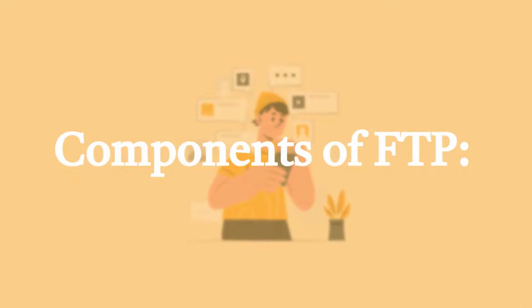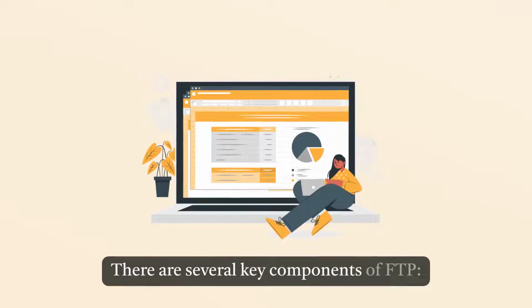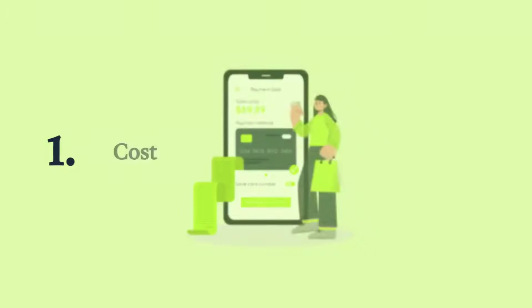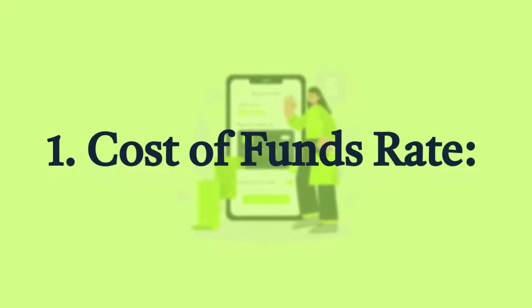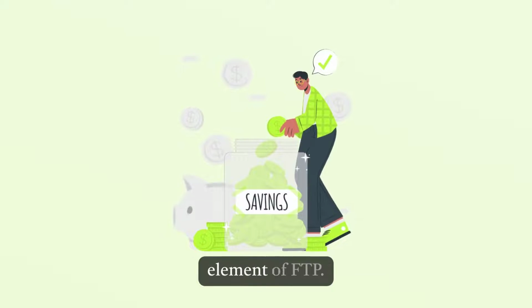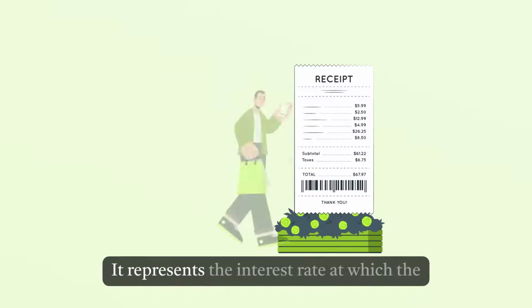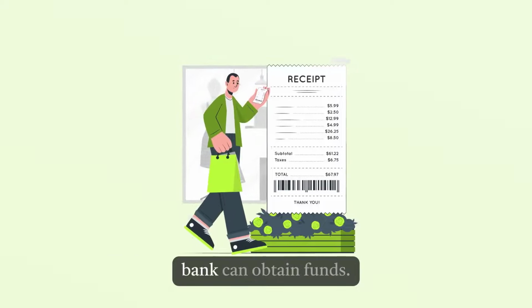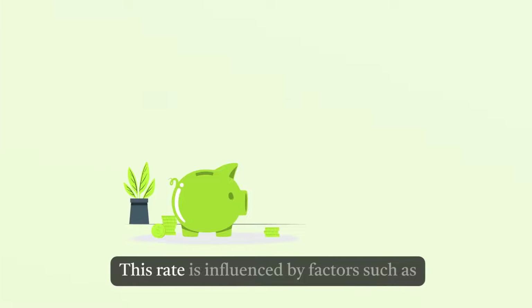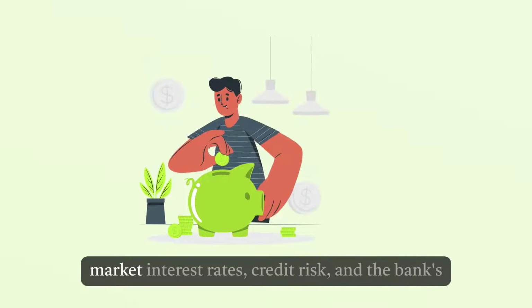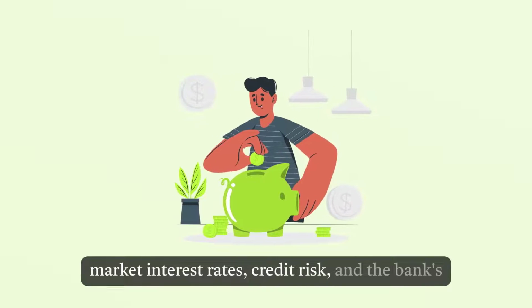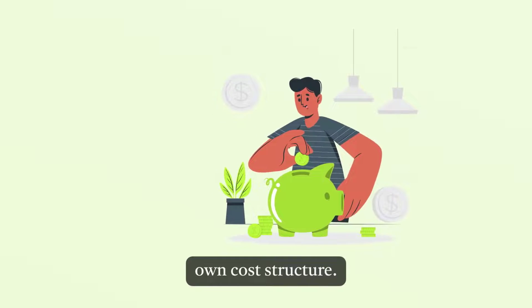Components of FTP. There are several key components of FTP. 1. Cost of funds rate. The cost of funds rate is a key element of FTP. It represents the interest rate at which the bank can obtain funds. This rate is influenced by factors such as market interest rates, credit risk, and the bank's own cost structure.